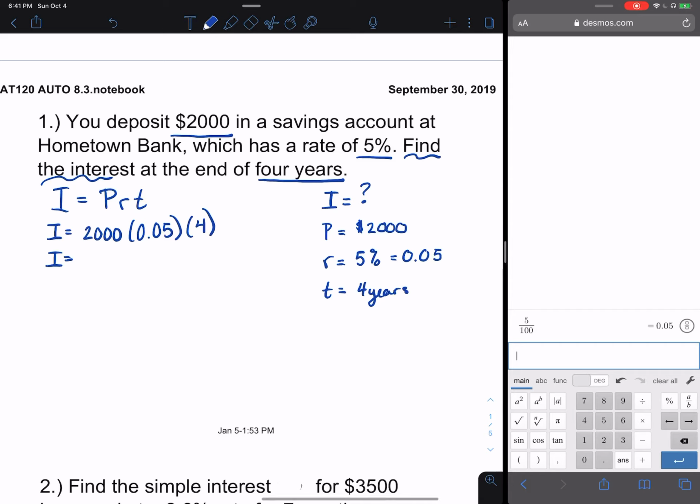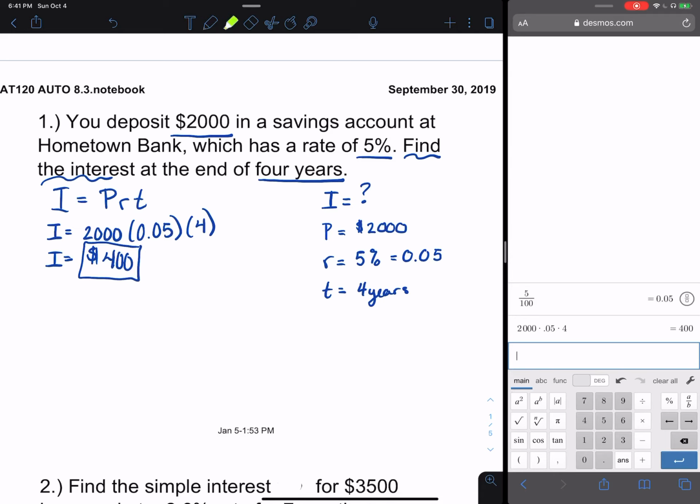Now I'm going to plug that in my calculator. So I have 2,000 times 0.05 times 4. That gives me 400. Now I know interest was in dollars, so the interest earned would be $400.